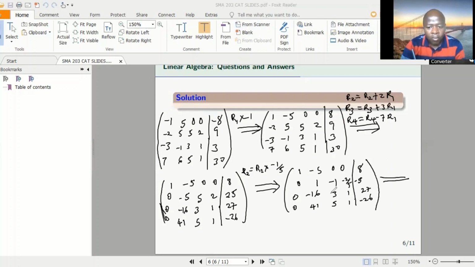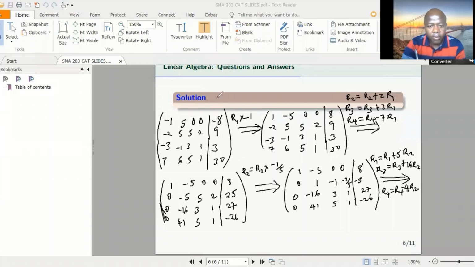So now, we want to use this one created to achieve a 0 here, a 0 here, and a 0 here. So how do we achieve a 0 in the first row? We'll take the current row 1 plus 5 row 2. Now what about row 3? We'll take the current row 3 plus 16 row 2. Just write it properly, 16 row 2. What about row 4? I'll take the current row 4 minus 41 row 2.